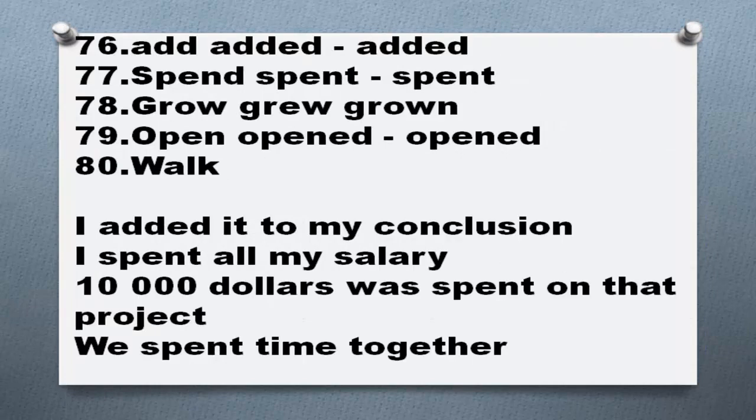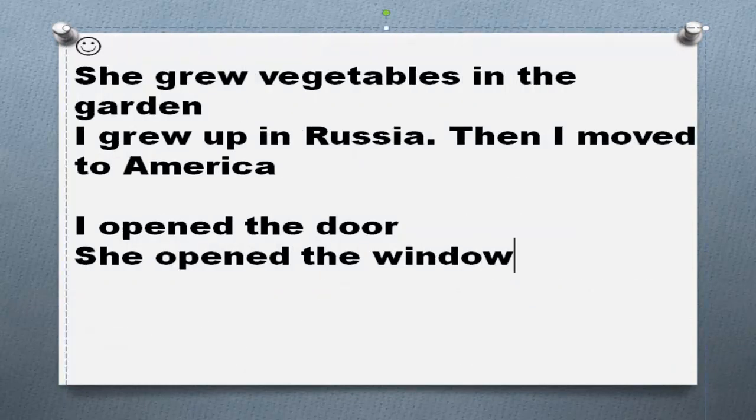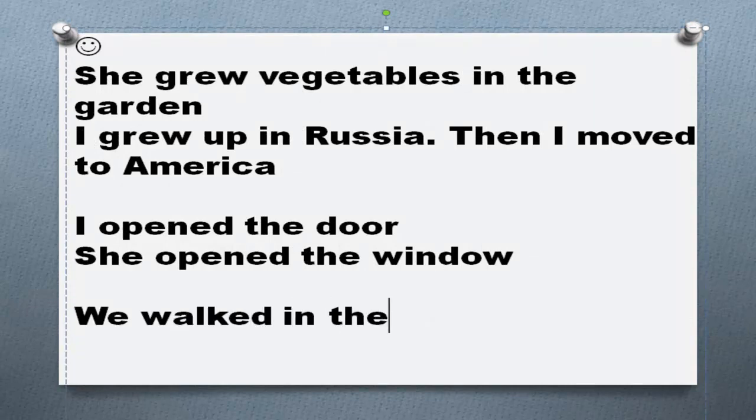И глагол walk, произношение о, чистое о, долгое о, walk. L не произносится, walk. Гулять. Данный глагол правильный, и формы его walked, walked. Получается walk, walked, walked. For example, мы гуляли в парке. We walked in the park.